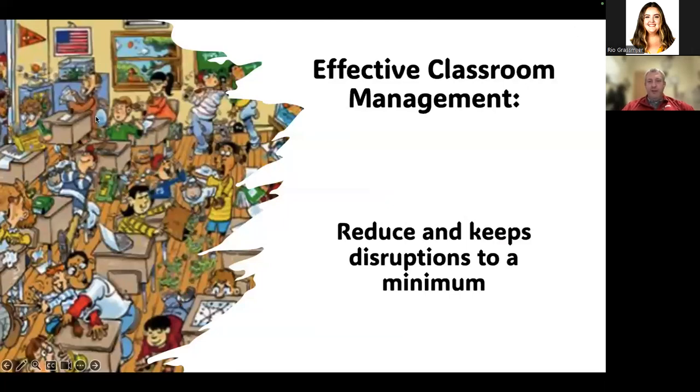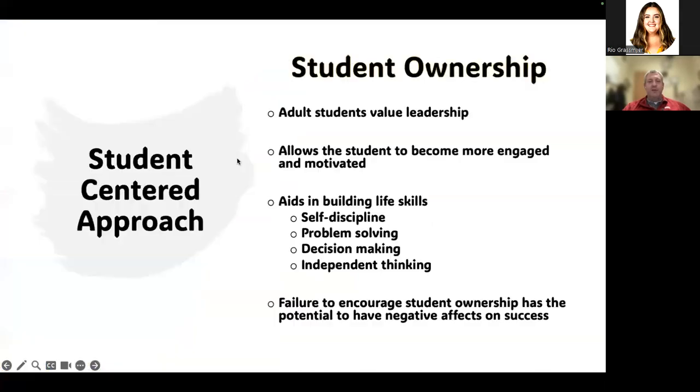Continuing here with effective classroom management: reduce and keep disruption to a minimum. I am a big-time educator when it comes to small group discussion during the classroom. I think it's important to start the class off with a small group discussion, but it's your responsibility to set the tone for that. Make sure we're not disrupting that and making sure that we're meeting those needs.